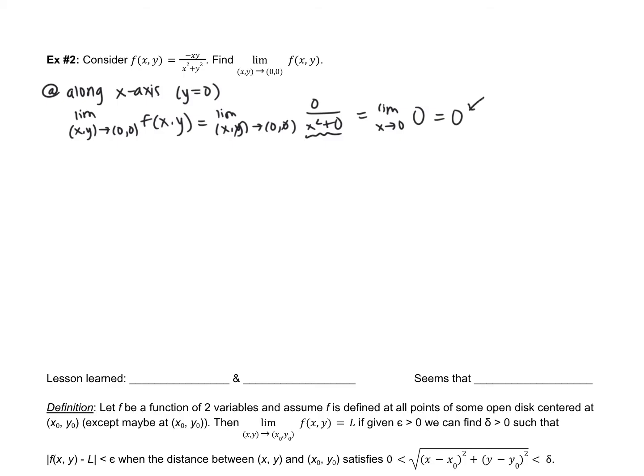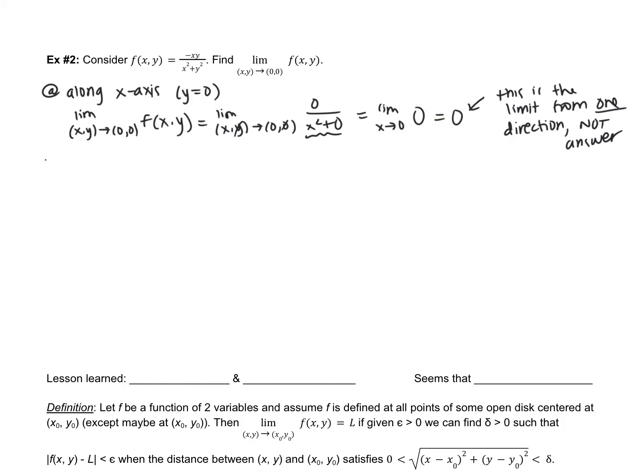What I want us to understand is this 0 is the limit from one direction. It is not our answer. So we are not allowed to just pick one path and say that that's our answer.